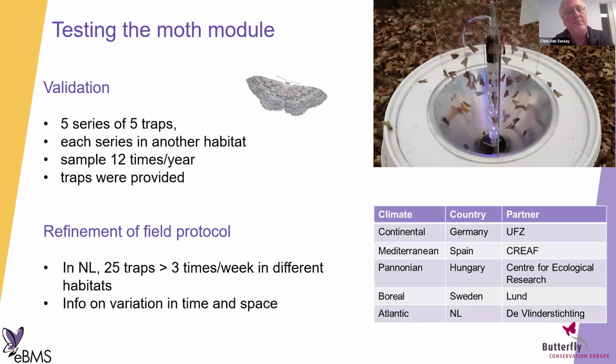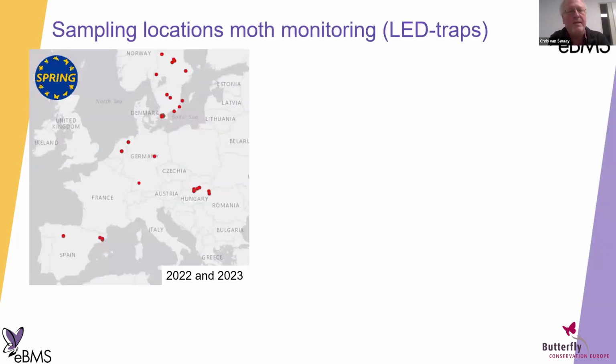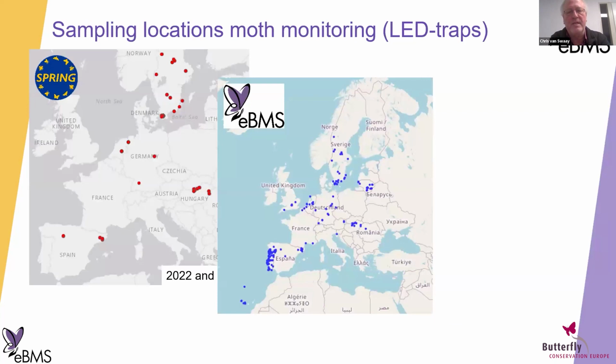So we did comparisons of the numbers of traps to see what the results were, and also what the advantages and disadvantages were. I won't go into all the details. The work was done in the 5 main climate and geographical zones in Europe, so we could compare the results. These are the sampling locations.